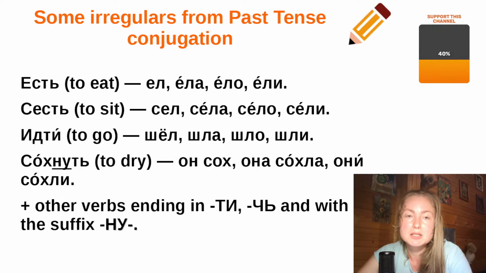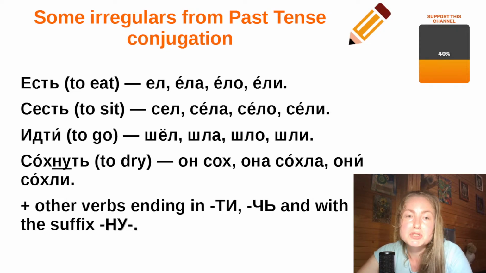Next verb is сохнуть. Сохнуть. To dry. Like он сох, она сохла, они сохли. Not only он. Я and ты also сох, if we talk about men. Она сохла, я сохла, ты сохла, if we talk about a woman, and all plurals like мы, вы, они сохли.